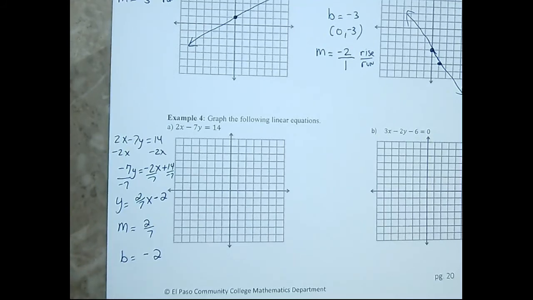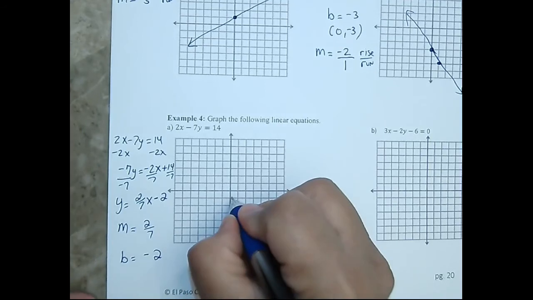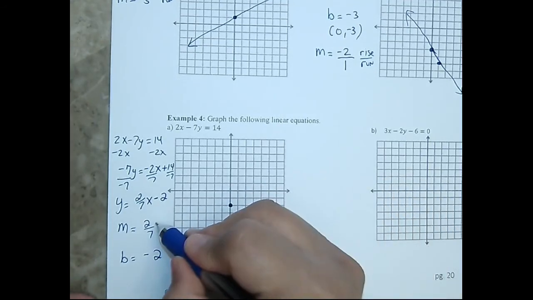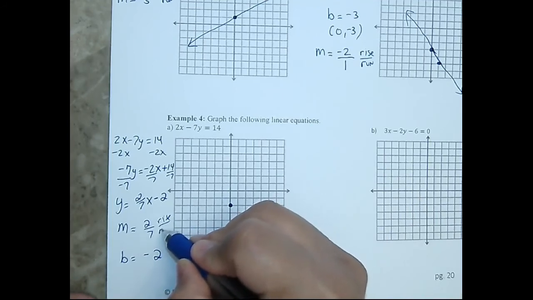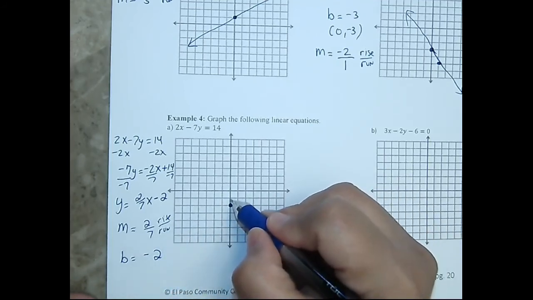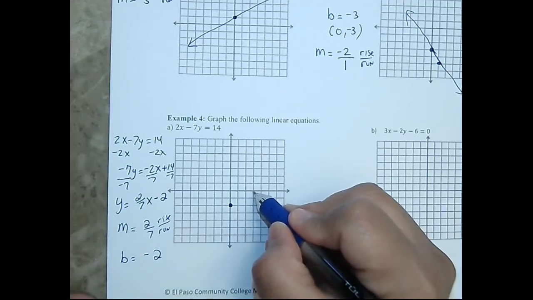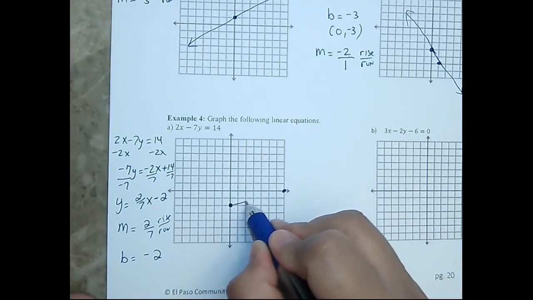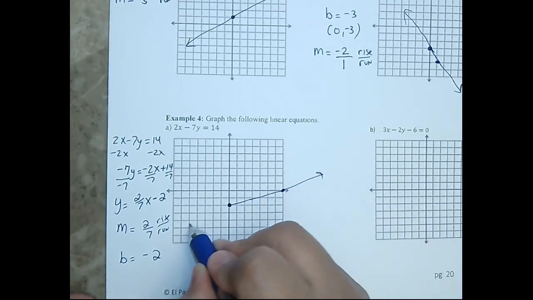So we first plot the y-intercept, which is -2. And then from here, we're going to rise 2 and run 7. So 1, 2, 1, 2, 3, 4, 5, 6, 7. And we graph our line.